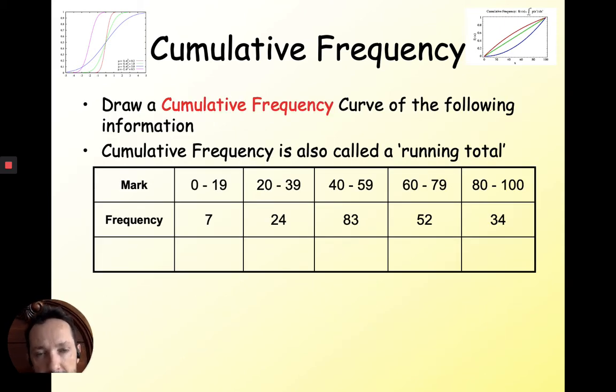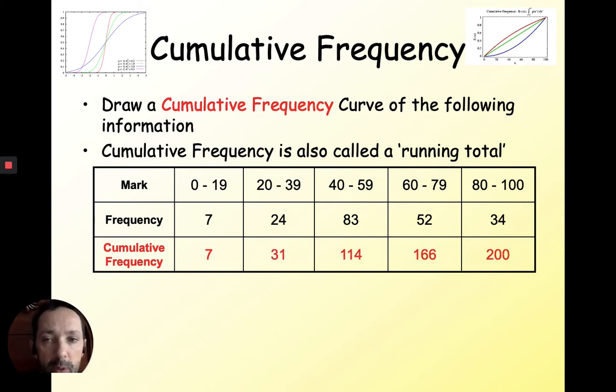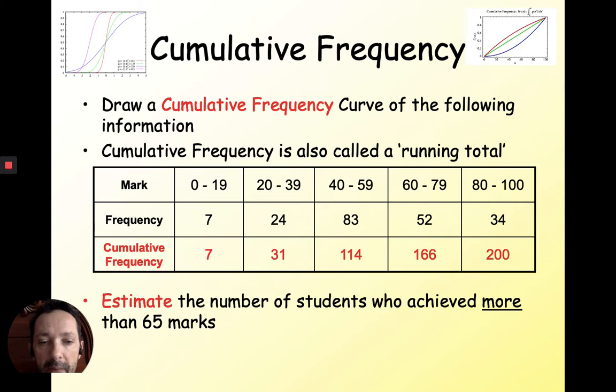So what about something like this? This is just another very, very simple, straightforward example. We've got our marks of a test, 0 to 19, 7 people got that, 20 to 39, 24 people got that, etc., etc. Our running total, our cumulative frequency is 7, 31, 41, 166, and 200. Okay, and then an example question might be estimate the number of students who achieved more than 65 marks.